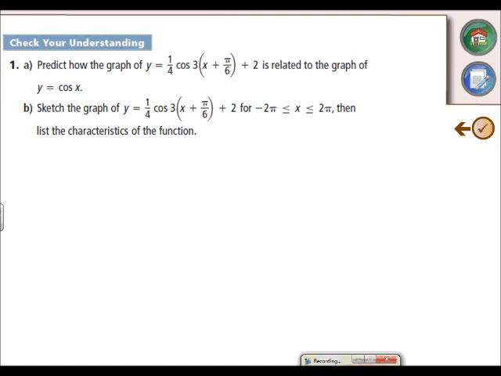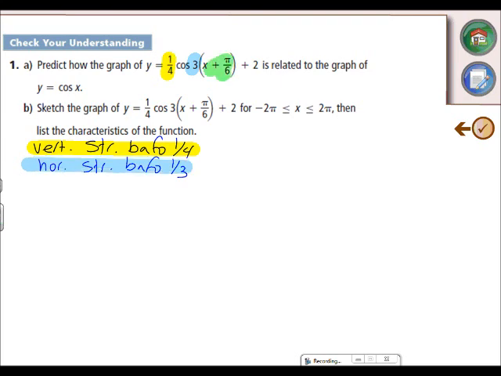Okay, so first part, predicting how the graph is related. That's really talking about your transformation language. And just read left to right all the way across to do all of them. So the first one, we've got A. We've got then a vertical translation, or sorry, vertical stretch by a factor of 1/4. The next one, so that's our yellow. The next one, our blue. That's a horizontal stretch by a factor of the reciprocal, 1/3.